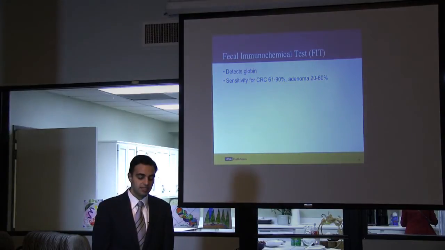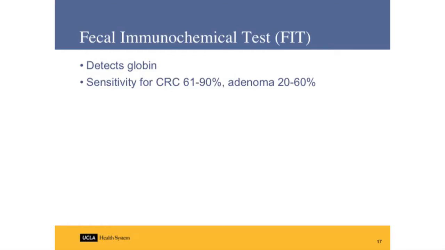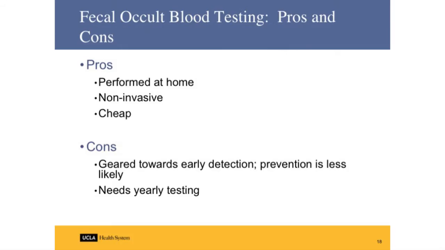So the sensitivity of this test is a lot more, so it's 61 to 90% for colorectal cancer. For adenomas, it's still 20 to 60%, so it's still quite low. So the pros of the stool-based tests are that they can be performed at home, they're non-invasive, and they're cheap. But they have several cons.